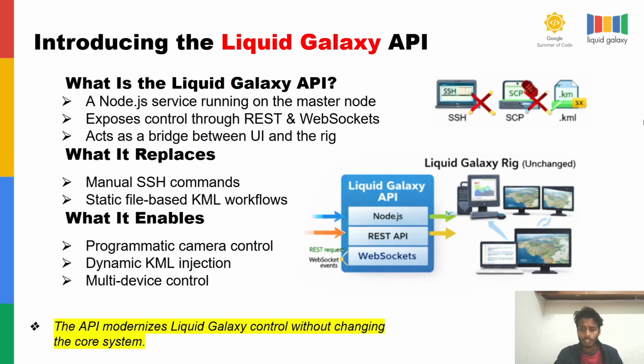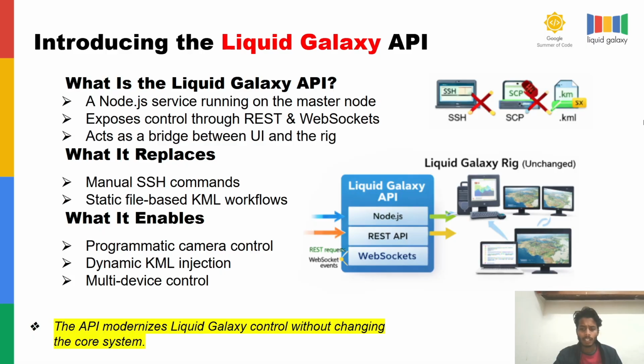Instead of logging into the master node using SSH and copying files with SCP, the API exposes control through a REST API and WebSockets. That means we can send simple requests like camera movement or KML updates in a clean and structured way.